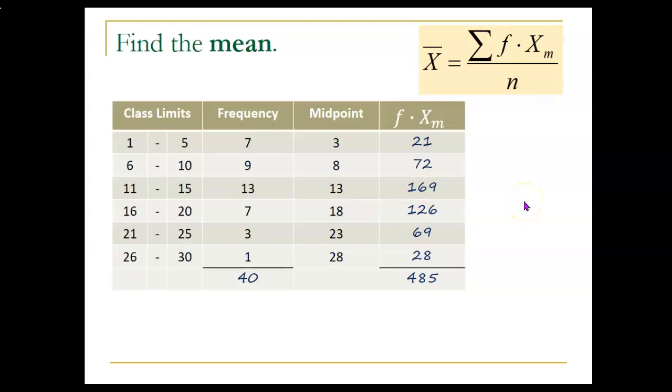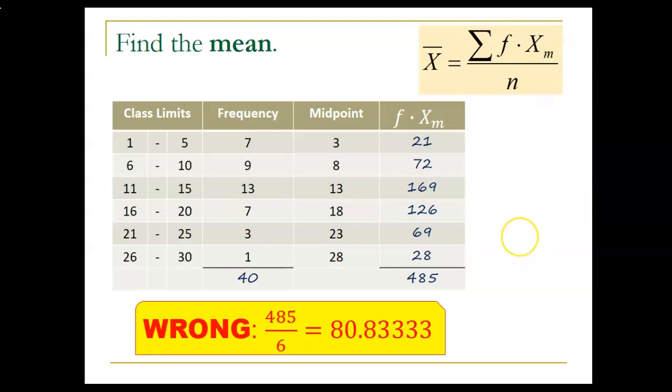And now what do we have to do to find the mean? What some people sometimes do, but it's wrong, is take this 485 and then divide by how many numbers we added together here, which is 6. And they say, okay, the average was about 80.8. That makes no sense, because the average waiting time couldn't be 80.8 minutes if none of the individual waiting times were any longer than 30 minutes. So we're not dividing by 6, the number of classes. We're dividing by 40, the number of individual data values in those classes.